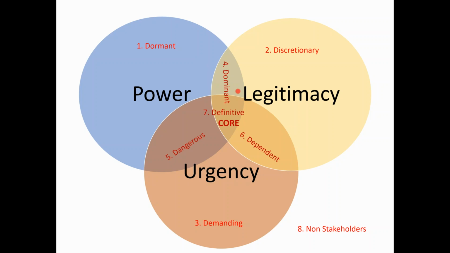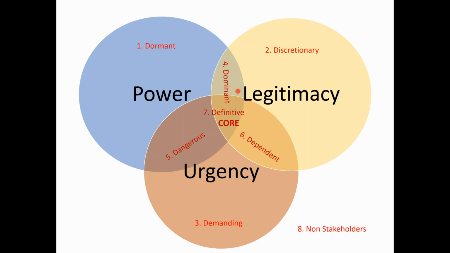Then a stakeholder with power and urgency but no legitimacy. This is a dangerous stakeholder. Then we have another stakeholder with urgency and legitimacy but no power. This is a dependent stakeholder. And if some stakeholder is high on all these 3 points, power, legitimacy, and urgency, that is a definitive or core stakeholder. And anyone who doesn't have any one of these things is not a stakeholder.